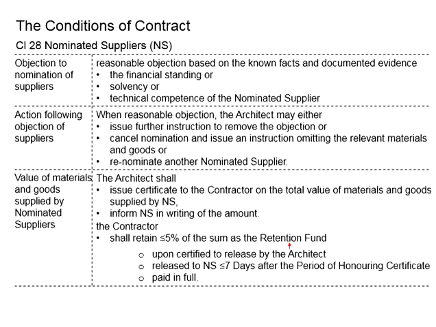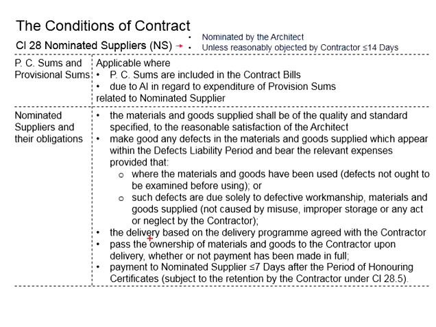The relationship will be between the employer and the contractor, and then another relationship is between the contractor and the nominated supplier. When it comes to the payment, the employer pays the contractor and the contractor pays the nominated supplier. So when the materials and goods are supplied to the site, they are taken over by the contractor as the ownership has been transferred from the nominated supplier to the contractor.